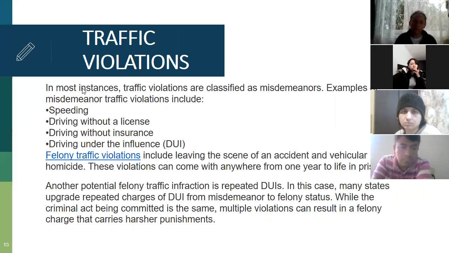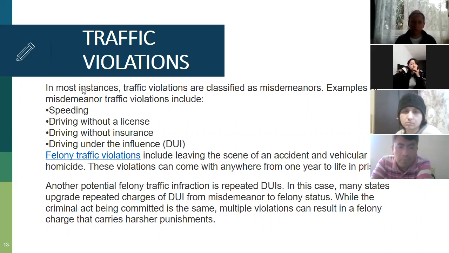Okay, then traffic violations. Fernando, please. Yes, Mr. In most instances, traffic violations are classified as misdemeanors. Examples of misdemeanor traffic violations include speeding, driving without a license, driving without insurance, and driving under the influence, DUI. Felony traffic violations include leaving the scene of an accident and vehicular homicide. These violations can come with anywhere from 1 year to life in prison.